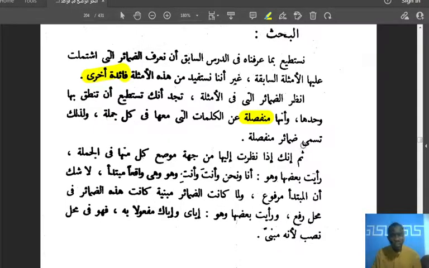ولذلك تسمى ضمائر منفصلة, and so they are called ضمائر منفصلة. Singular is ضمير منفصل.